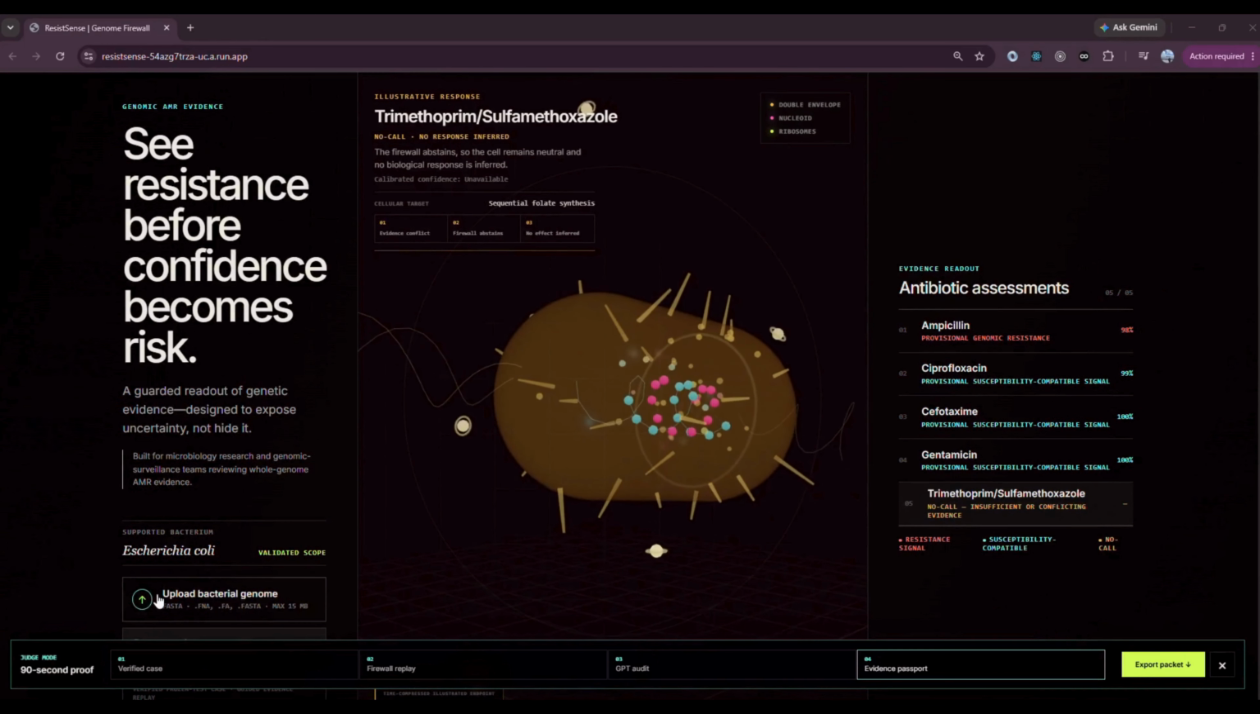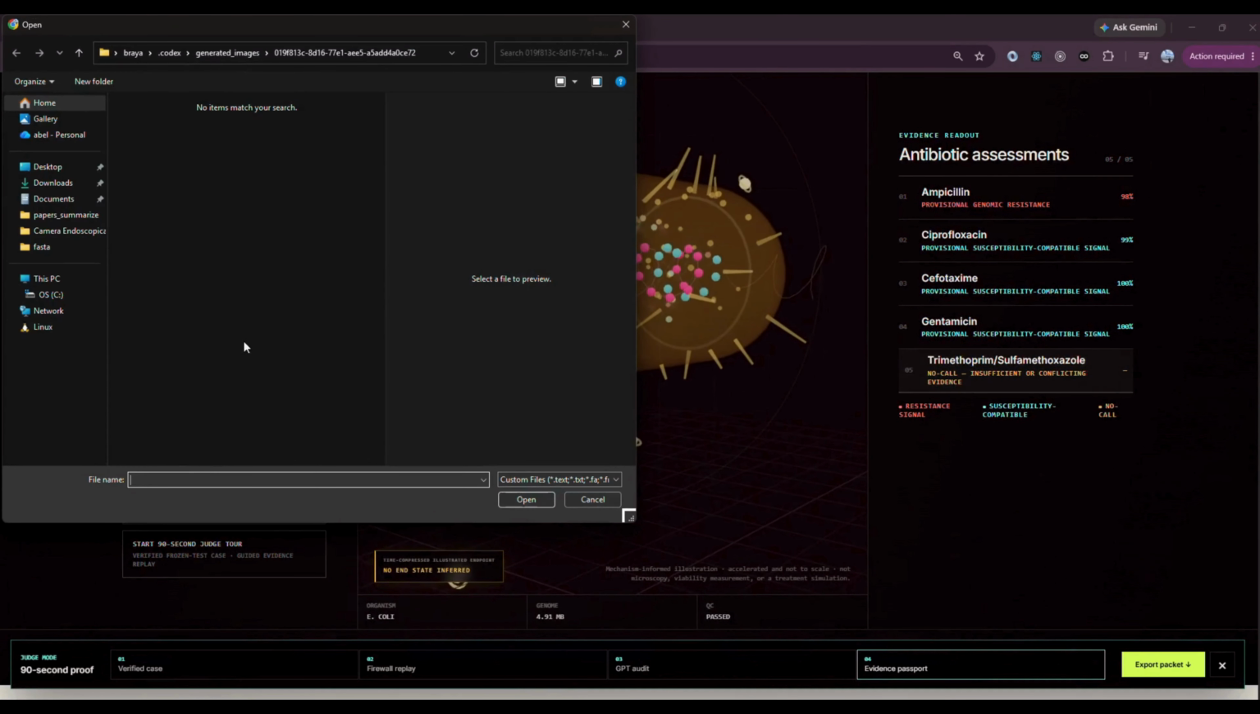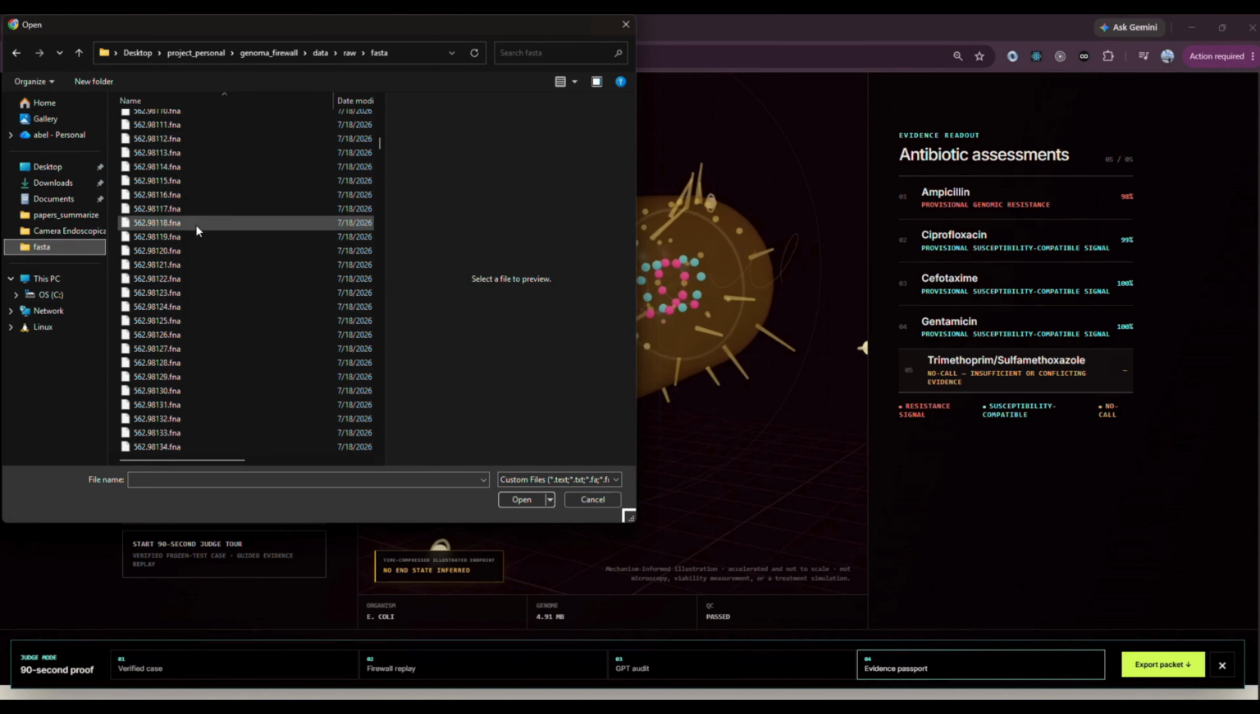ResistSense begins with an assembled Escherichia coli FASTA file. I select a genome to start assessing resistance across 5 antibiotics. While the assembly is being interrogated, ResistSense verifies genome quality, required annotations, and molecular target context before running endpoint models.